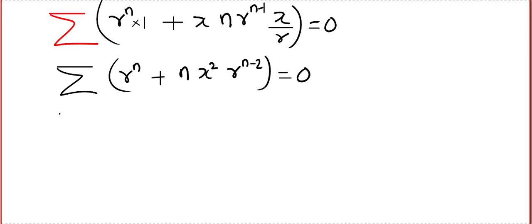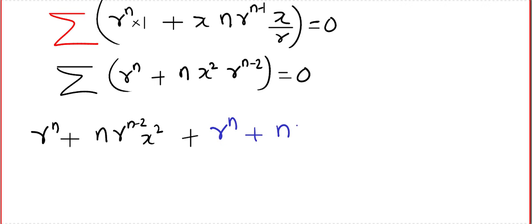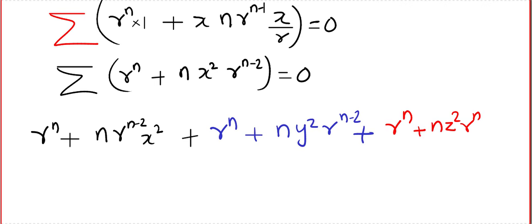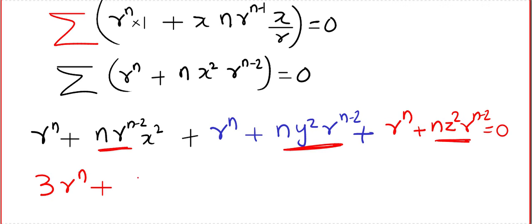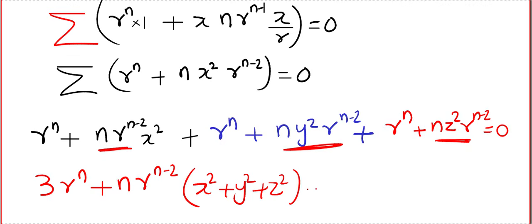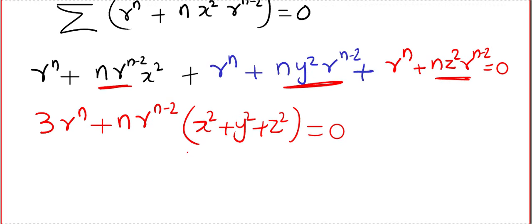Now if you want, you can continue with summation, but I feel this will be easy for you. N minus 2x squared plus what will be the next term? R power n plus n y square plus what will be the next term? R power n plus n z square. Okay, so there is 3 r power n plus what is common? N r power n minus 2 into x square plus y square plus z square. What is x square plus y square plus z square? The famous person. This will be r squared.